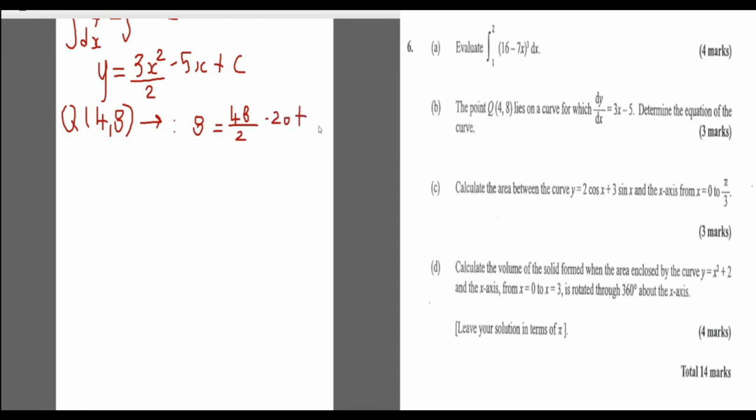So look what they're telling us. 48 over 2 is 24. 24 minus 20 is 4. And so 8 is equal to 4 plus C. So if 8 is equal to 4 plus C, then C must equal 4. Since C is equal to 4, the equation is y is equal to 3x squared over 2 minus 5x plus 4.